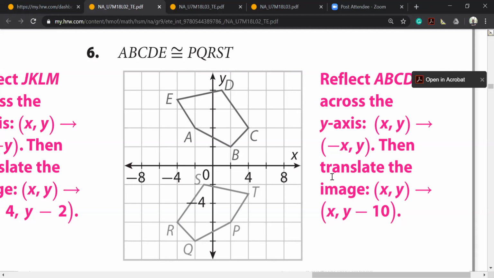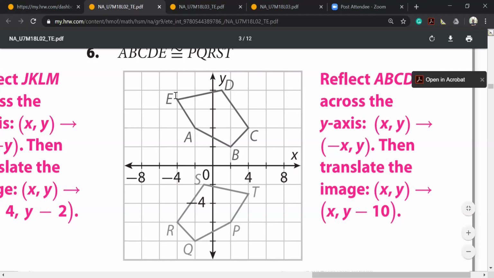Okay? Okay, very good. We finished this lesson. We are going to start our new lesson now, lesson 18.3.